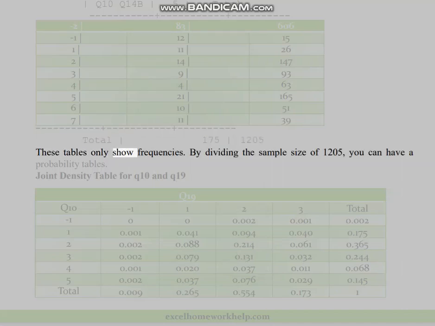These tables only show frequencies. By dividing by the sample size of 1205, you can get probability tables. Joint density table for Q10 and Q19.